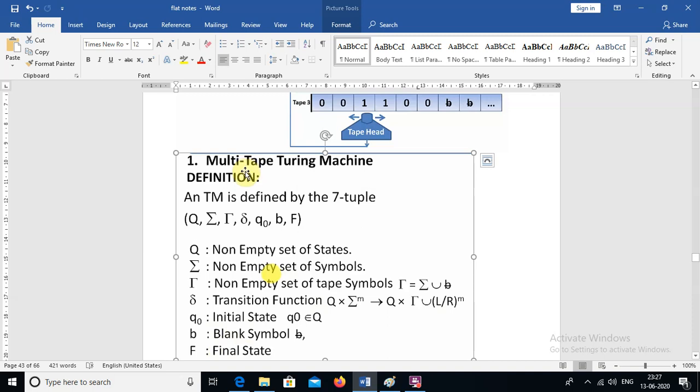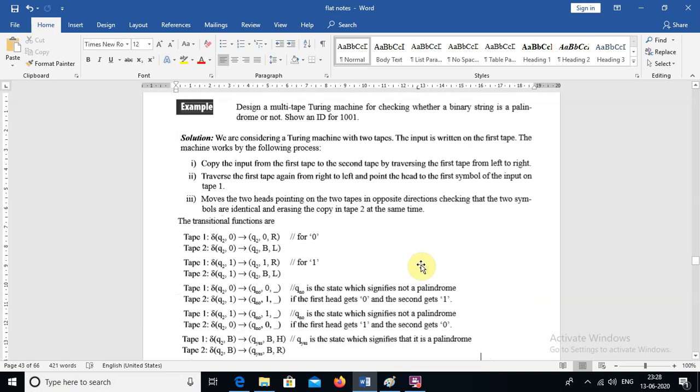Like a Turing machine, a multi-tape Turing machine also has a 7-tuple: Q the set of states, sigma the set of input symbols, gamma the non-empty set of tape symbols, the transition function, the initial state, the blank symbol, and the final states. Where we differ from the single tape Turing machine is the transition function. We have m number of input symbols here, and m number of movements, left moves and right moves, are possible in the multi-tape Turing machine. So let's go with an example.